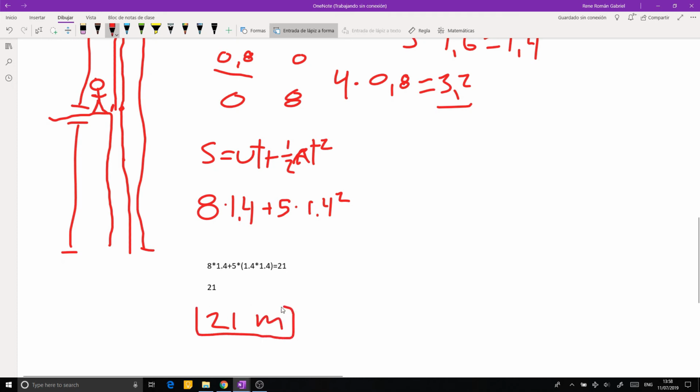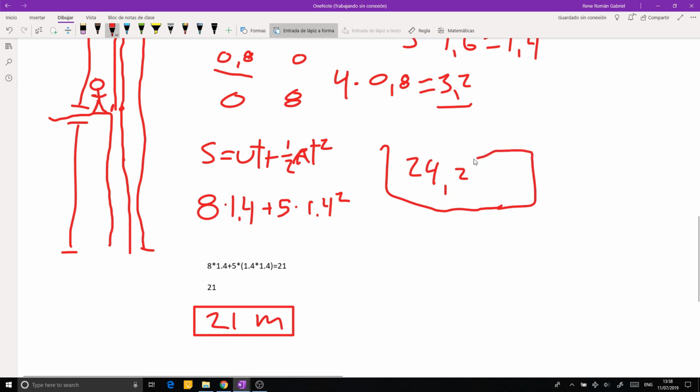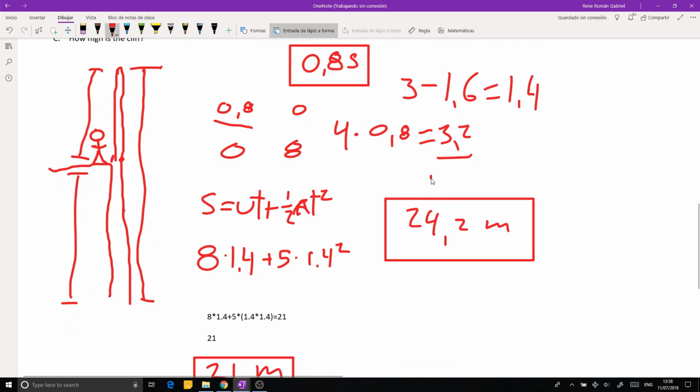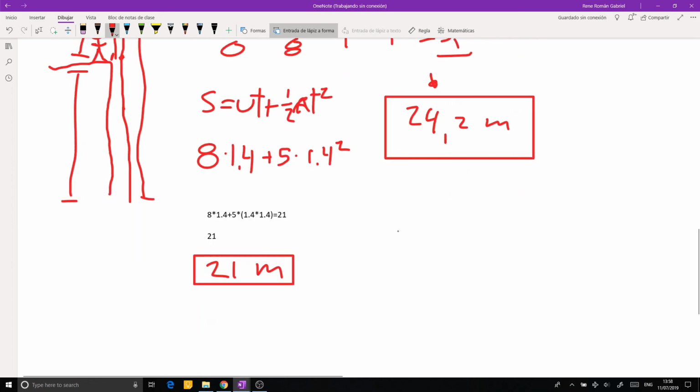And so we just add this to 3.2 to get the maximum height of 24.2 meters too, because it's also a distance. And so here we got the time to go up, 0.8, the maximum height, 24.2, and the height of the cliff, which is 21 meters. So that's all for today, and bye.